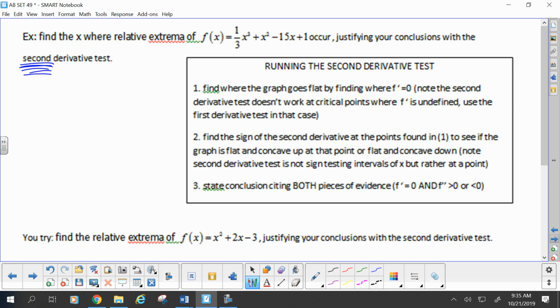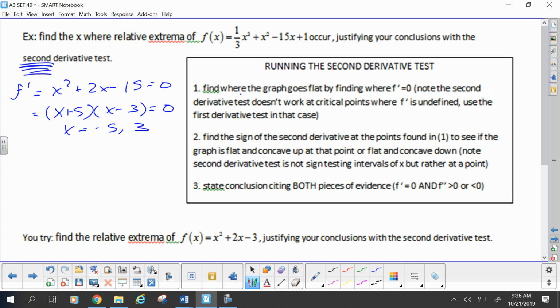First thing is you need to find where the graph goes flat. So you need to find where the derivative is 0. The derivative is what? Radhika, hit me with the derivative. Well done. Okay. Does this factor, Aaron? Yes. It does. How does it factor, please? Wonderful. x plus 5, x minus 3, therefore zeros are negative 5 and positive 3. Are you all with me so far?